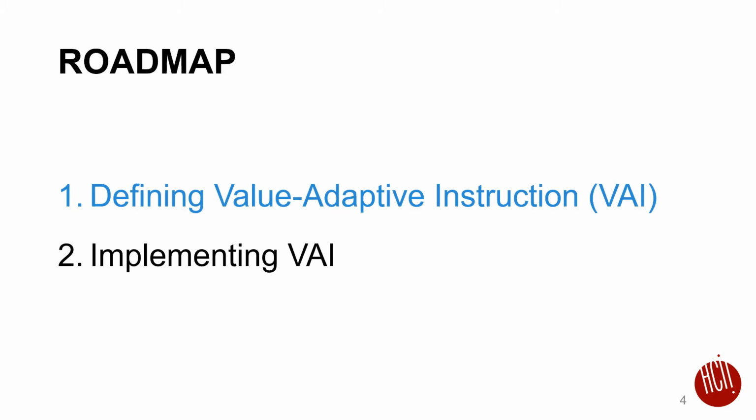So this talk is going to be divided into two parts. First, we're going to be defining what value adaptive instruction is, and then we're going to discuss one potential method for implementing it in a scalable and theory-driven way.